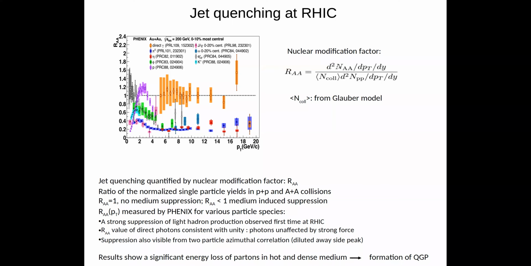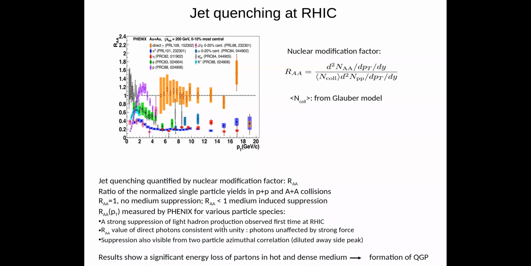So this jet quenching is quantified by this nuclear modification factor RAA, which is the ratio of the normalized single particle yields in PP and AA collision. And as I said, if RAA is 1, there is no medium suppression. And if RAA is less than 1, this indicates medium induced suppression. So RAA as a function of pT has been measured by PHENIX at RHIC for various particle species. And what we see is that at high pT, a strong suppression for light hadron production is observed for the first time, which is the first indication of jet quenching.